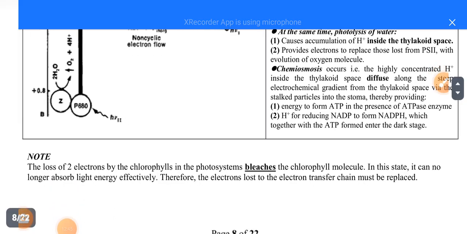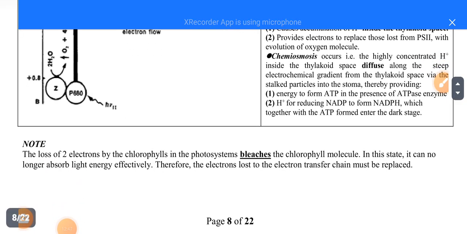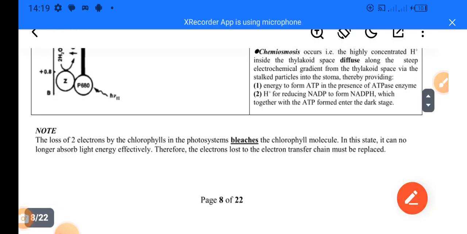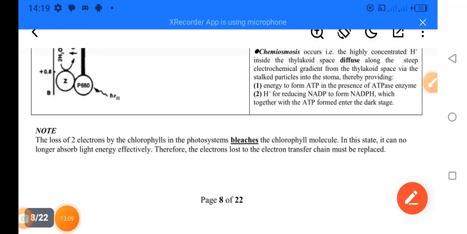Now from there we are saying, note the loss of 2 electrons by the chlorophyll in the photosystem leaves the chlorophyll molecule positively charged. In this state it can no longer absorb light energy effectively. Therefore the electrons lost to the electron transfer chain must be replaced.